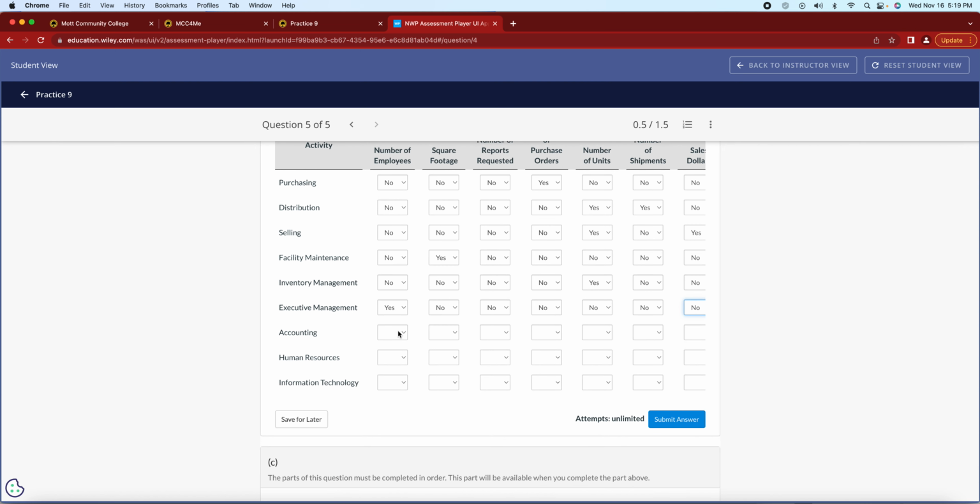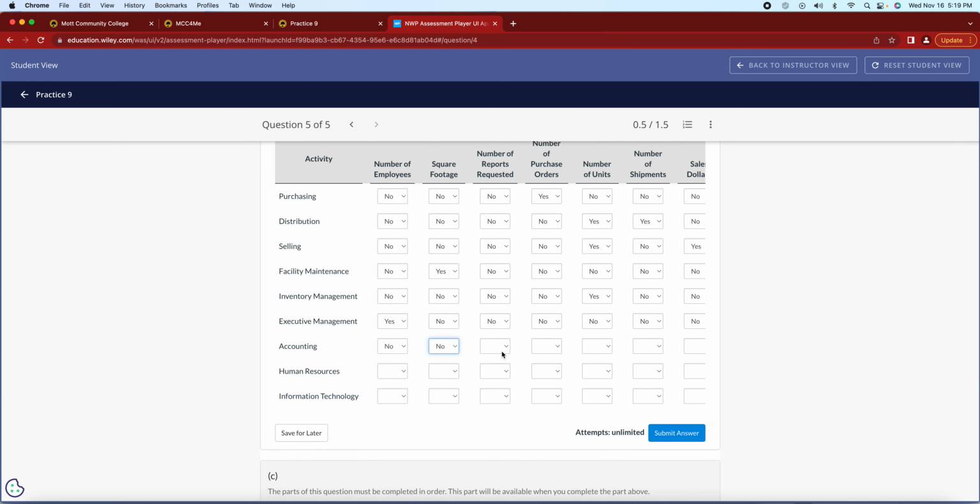How about accounting? Number of employees, nope. Square footage, no. Number of reports requested. Now we're getting into something that may be applicable to accounting. I know this column here has been no every time up until this point, but accounting overhead cost could definitely be impacted by the number of reports that they're requesting from accounting. So this would be a yes. Number of purchase orders, no. Units, no. Shipments, no. Sales dollars, no.